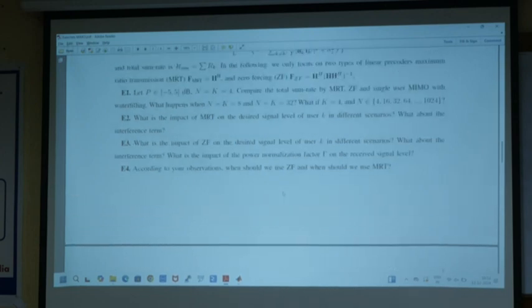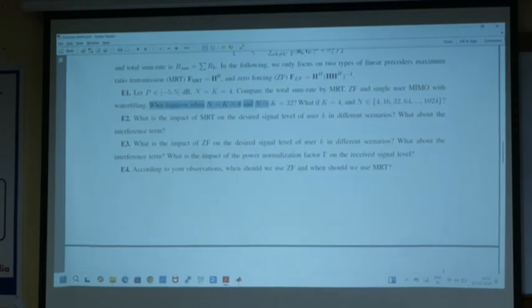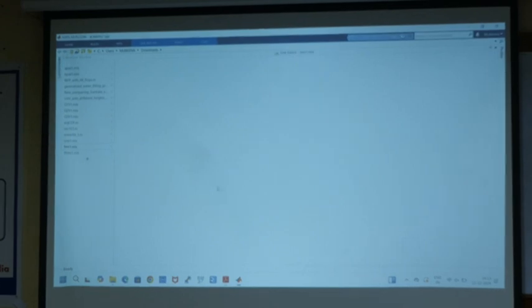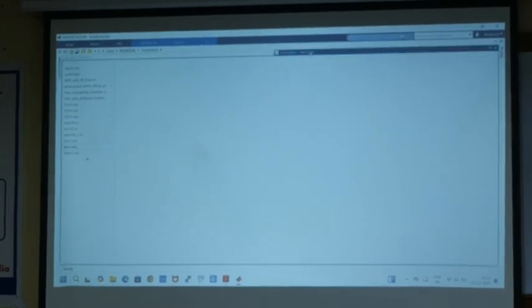Then what we have to do is increase the value of N and see what happens. Here we are increasing the value of N and K both, so the rate should increase. And here we are keeping the value of K constant and increasing the value of N. So MRT and ZF should come closer, the rates of them. Now let's see in simulation why this is not opening.